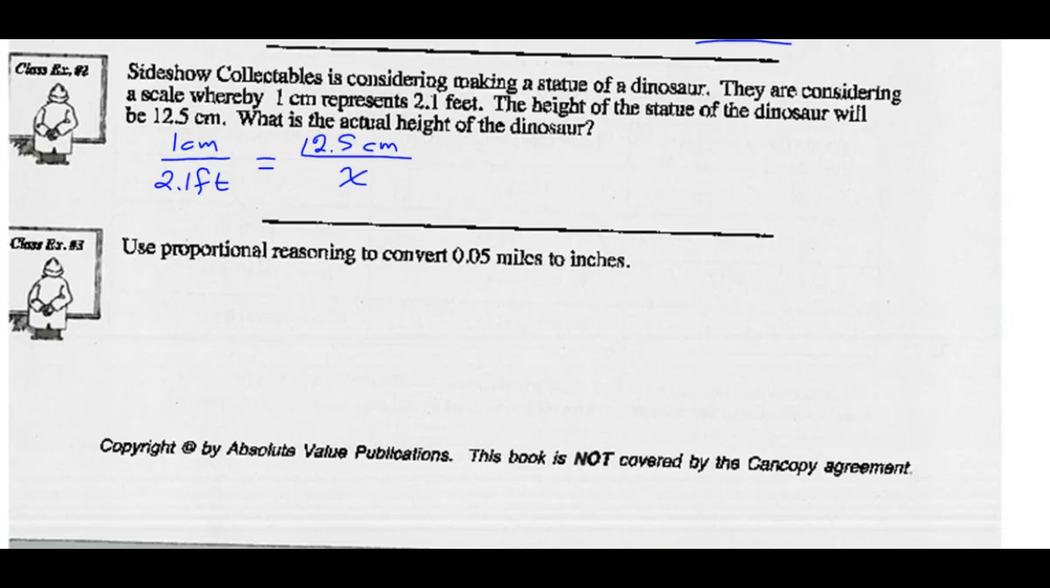So I cross multiply 1 centimeter times x, so I've got 1 times x equals 2.1 times 12.5. All right, and then I divide both sides by 1, and we come up with x is 26.25. And that's in feet. All right. So answer the question. The dinosaur would be 26.25 feet tall.